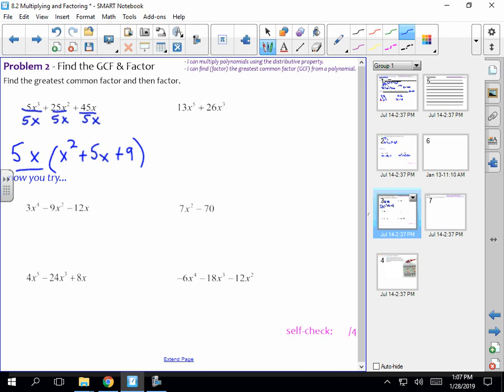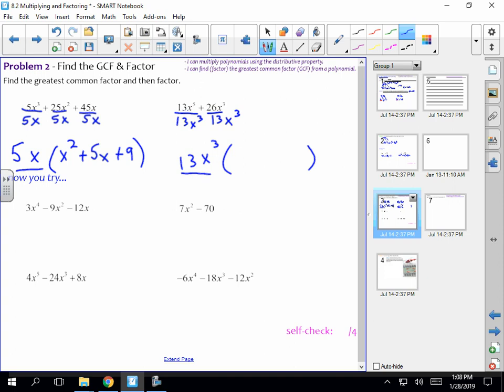All right. This next one, can you tell me what the GCF of this next one is? 13, yes. So we're on problem 2 here. And it's 13x to the third. So then I need to divide, so we're on problem 2. Divide 13x to the third into each of these.